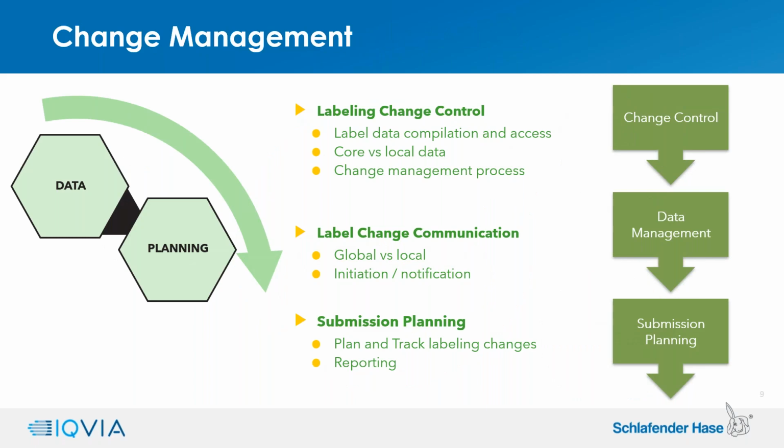So the first area is our change management. In this component, we're looking at change control, the data, how we manage that data, and how we move that data towards submissions, or at least planning for submissions. And so here we want to identify, especially during labeling change control, the processes and the technology utilized to gather and capture product and safety related information.